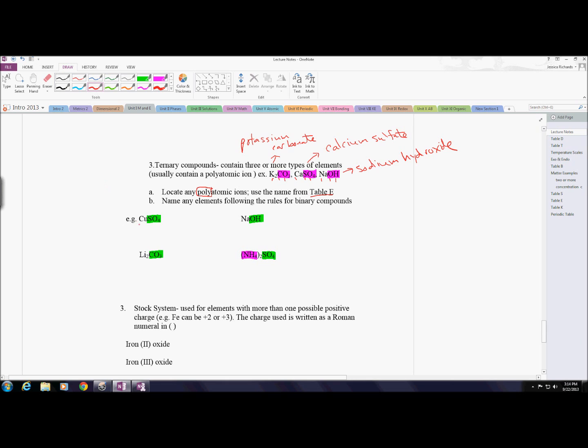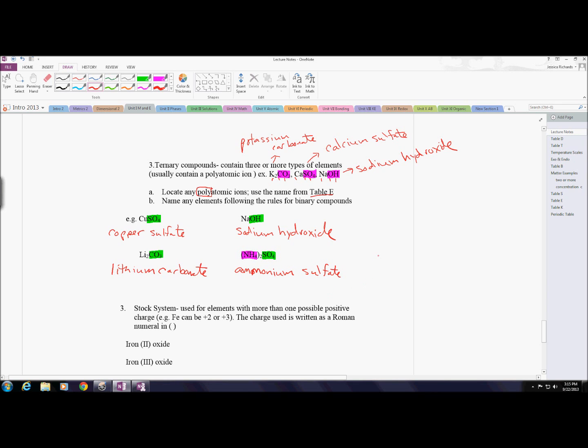So when I go through and name these things, copper is Cu, so this will be copper. SO4, we just said was sulfate, so copper sulfate. NaOH, we already named right there as sodium hydroxide. Li2CO3, Li is lithium. And we already looked up CO3 as being carbonate, so lithium carbonate. And this last one, I just said that NH4 was ammonium. Ammonium, and SO4 is sulfate, sulfate.